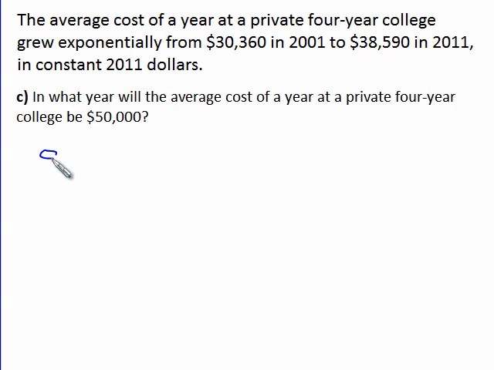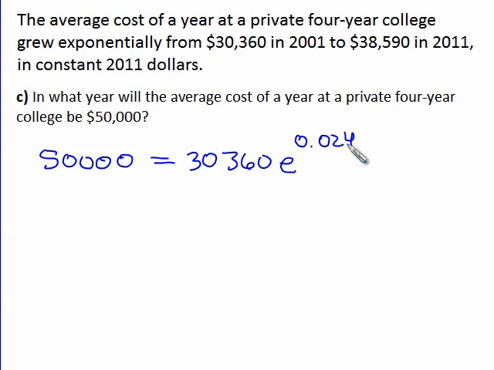Part C. In what year will the average cost of a year at a private four-year college be $50,000? Well, now they want the output to be 50,000. And we had our function, which was 30,360 e to the 0.024t. That was our model. And now we don't know what t is. We're trying to find the year.